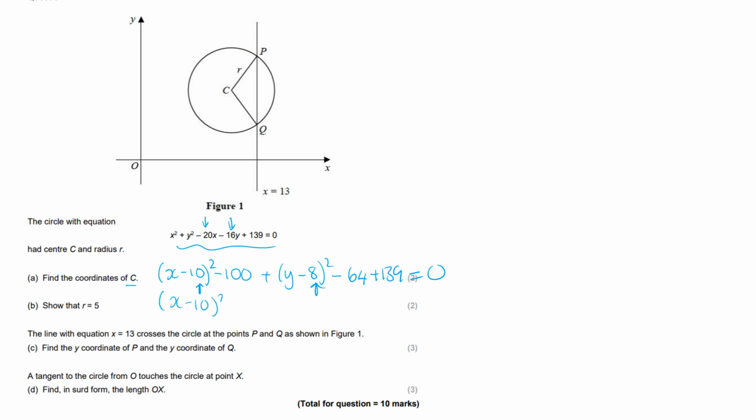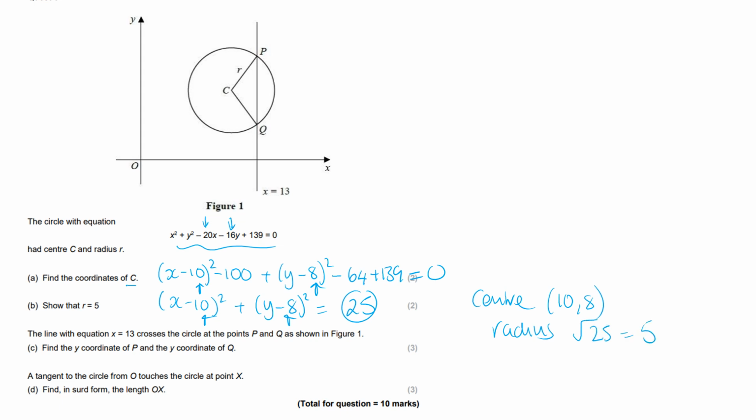Tidying that up and taking all the constants to the other side, that all comes to 25 on the other side. So the centre is going to be the opposites of these brackets here. It's going to be (10, 8), and the radius is equal to the square root of 25, which is equal to 5.